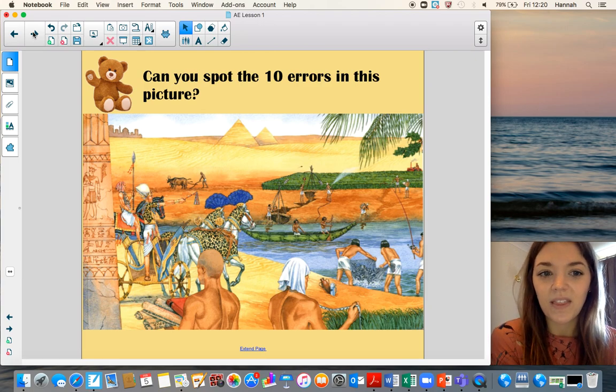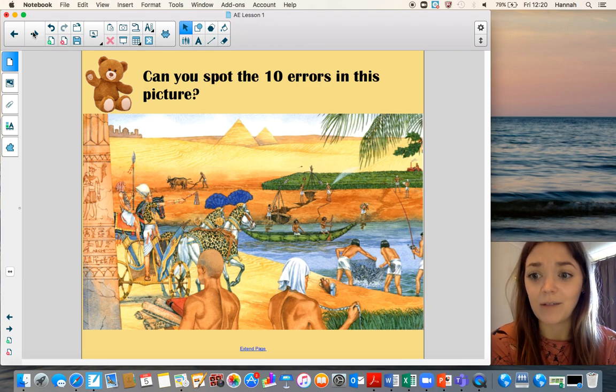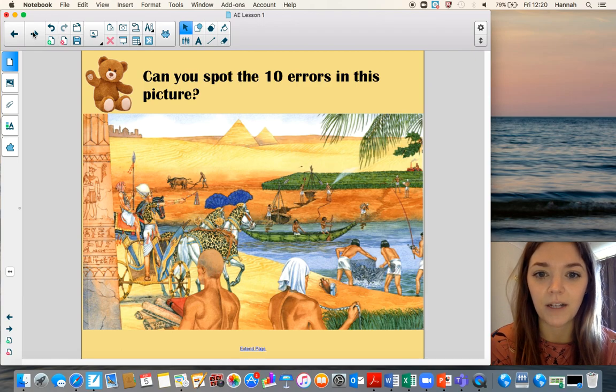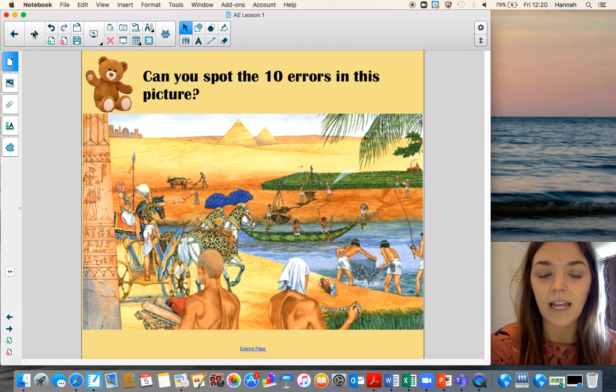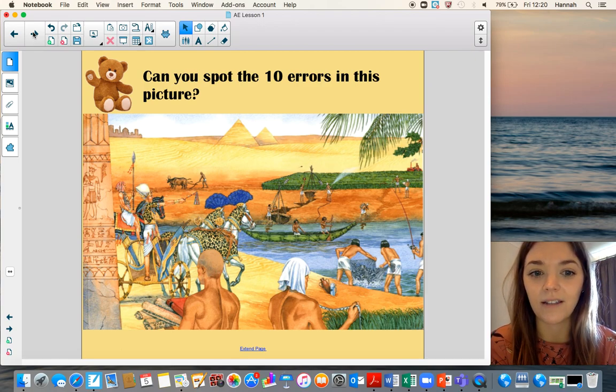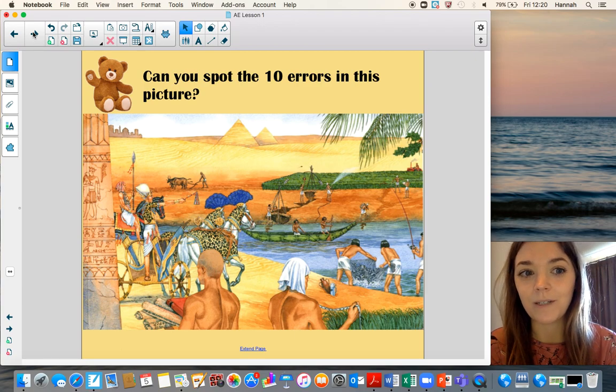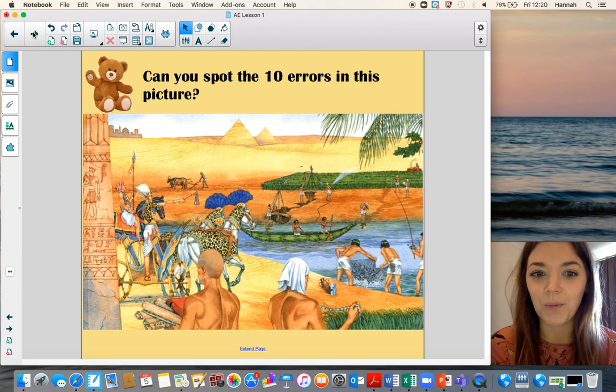So thinking about all those things we've learnt, and there was a lot there that we've found out about ancient Egypt already, I want you to have a look at this picture, and there are 10 errors in the picture, and I want you to see if you can find all the errors. So pause the video, have a little look, and then come back and we'll see if we found them all.